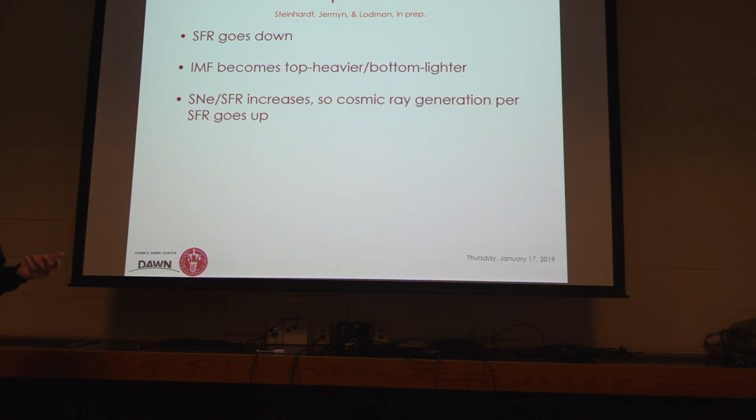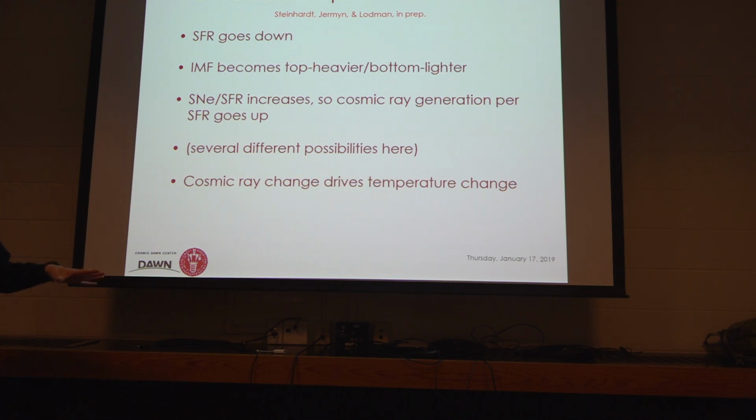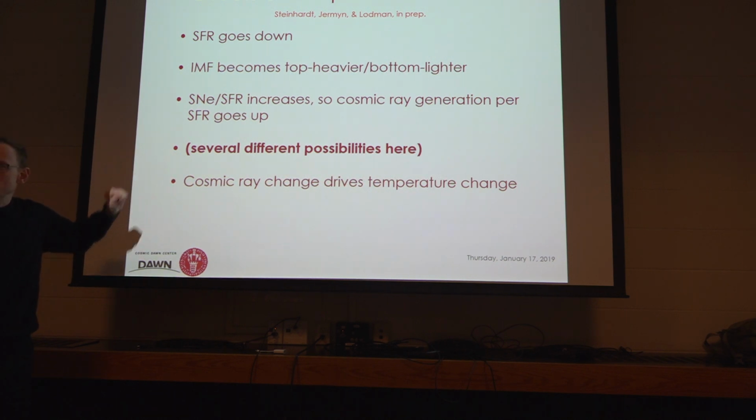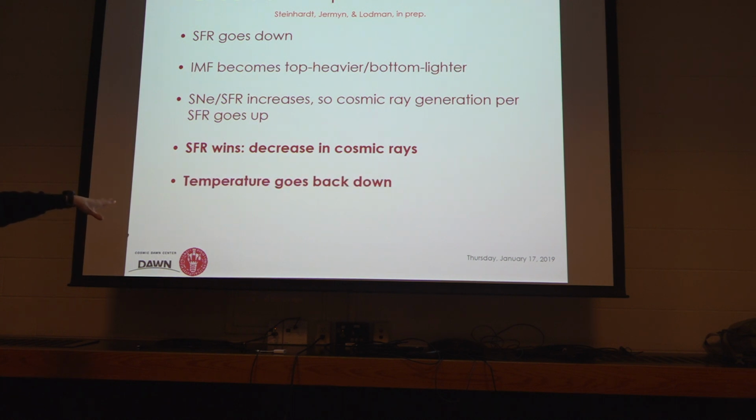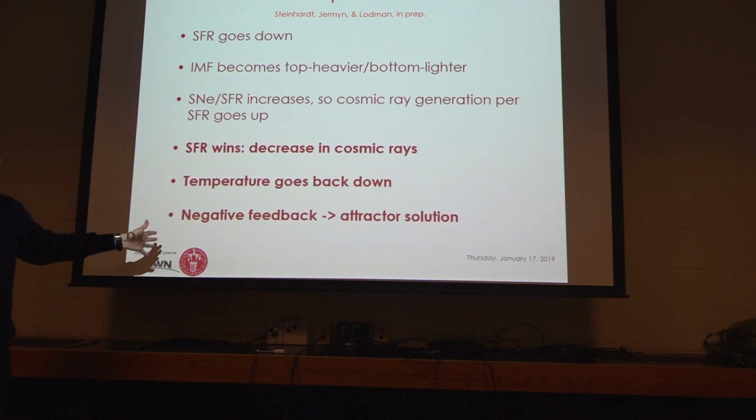What we really care about is the combination of these two, because somehow this is going to drive a temperature change. It turns out that several different solutions are possible to this equation. One of the solutions is essentially that the SFR wins, and you get a decrease in cosmic rays, because the decrease in SFR is more important. That is going to drive the temperature back down, and so we get some sort of attractor solution. This is the one that, if we're really optimistic, we might hope is going to look something like the star-forming main sequence we're trying to explain.